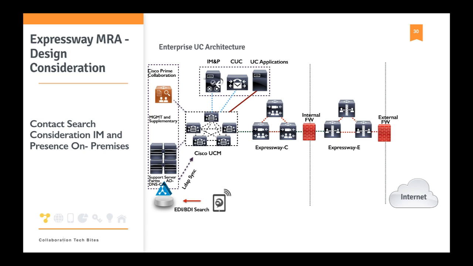So LDAP sync in place, Cisco Jabber will use EDI and BDI, Enhanced Directory Integration and Basic Directory Integration, whether they're talking about Cisco Jabber for Mac or Cisco Jabber for iPhone. They will query directly the Active Directory, or Directory Server, for contact search. However, once you go outside and you have Expressway E and C in place, Active Directory integration will no longer be an option.